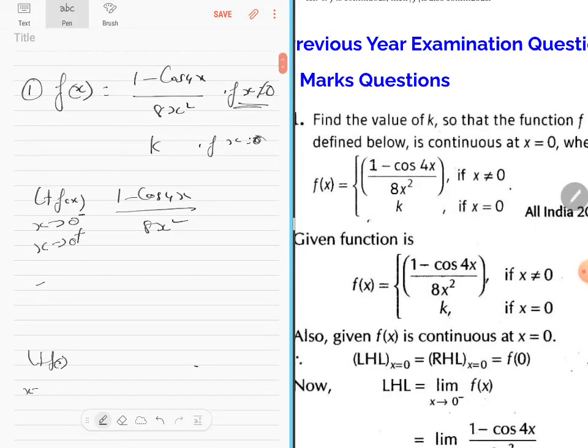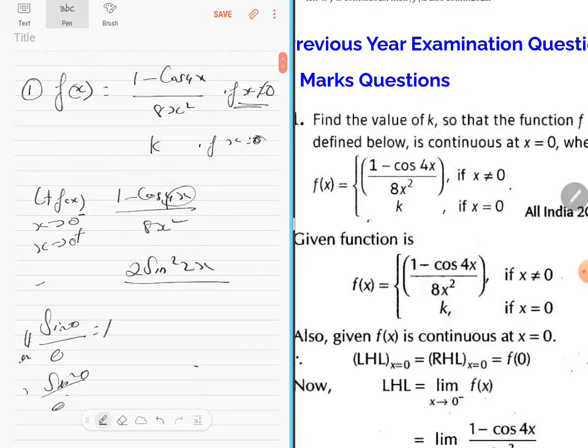Okay, and you know 1 minus cos x is 2 sin square x by 2. So 1 minus cos 4x is 2 sin square 2x. Yes, this angle will get halved. You should know sin theta by theta, limit theta tends to 0, is 1. Sin square theta by theta square, limit theta tends to 0, is also 1. So when you have sin square 2x, it has to be 4x square. Correct? 8x square has to become 4x square.